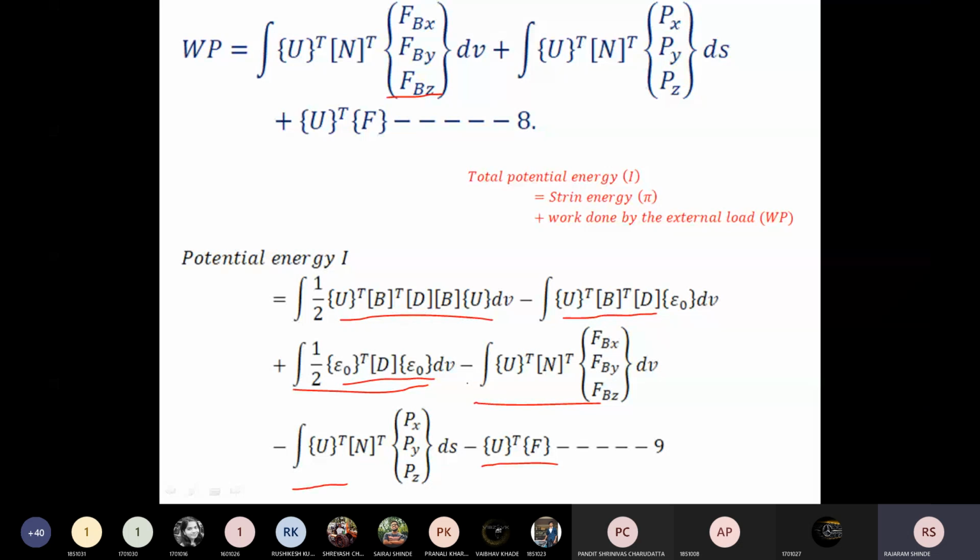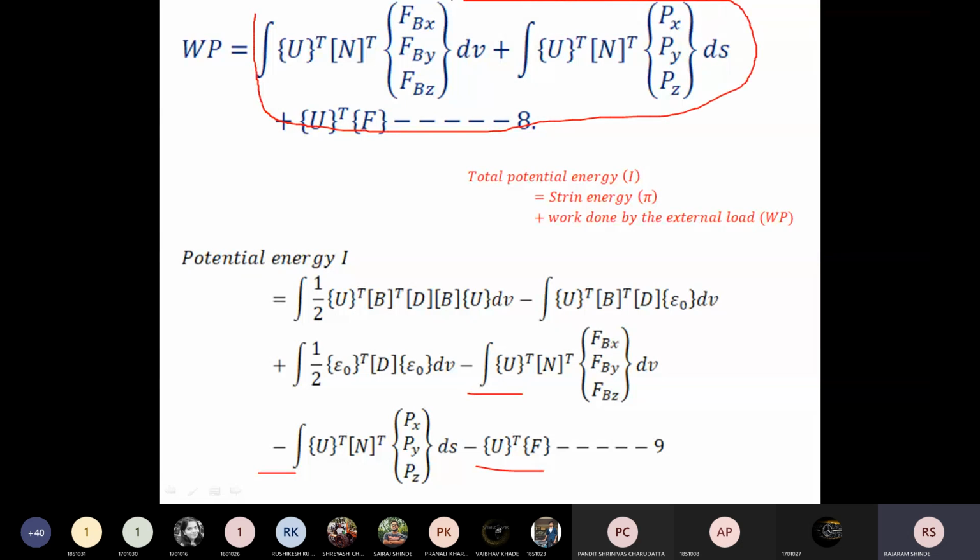Why? Because their signs are different. Have you got it? Their signs are different, therefore, or their directions are opposite. That means strain energy is because of internal resistance and work done is because of the externally applied load. Therefore, this is negative, and this term is negative. That means this total term is negative. So I have subtracted this work done from the strain energy.